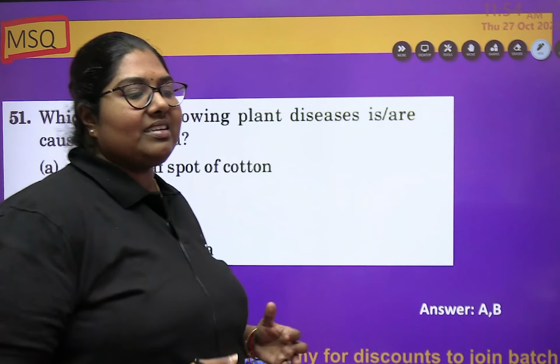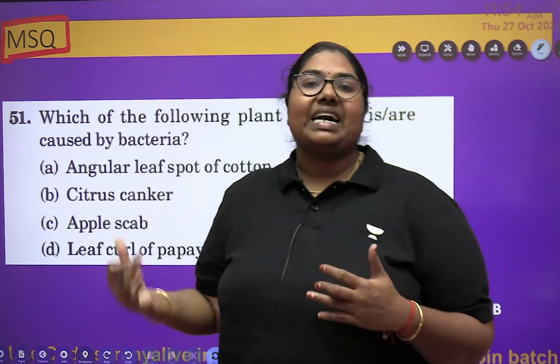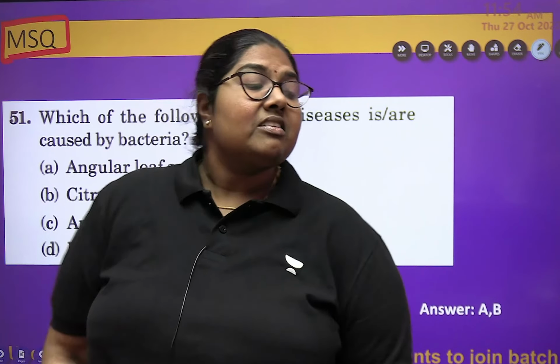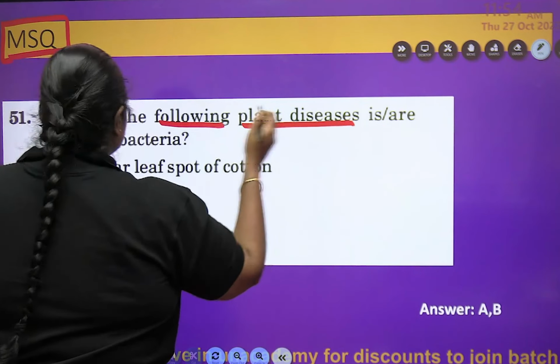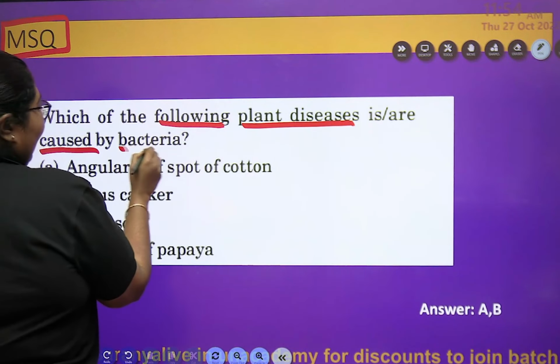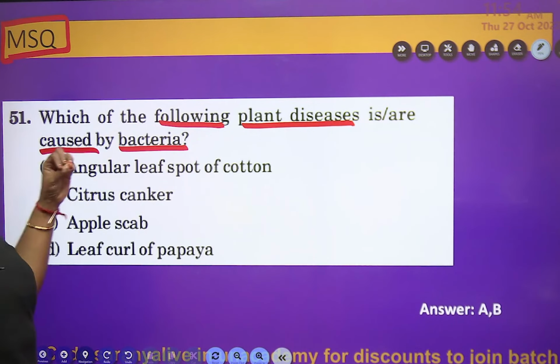So this type of question will not have negative marking, but you still have multiple correct answers for a single question. So let us see what the first question is. Which of the following plant diseases is caused by bacteria?